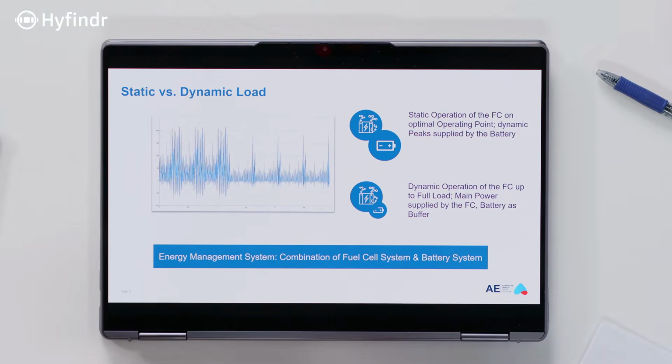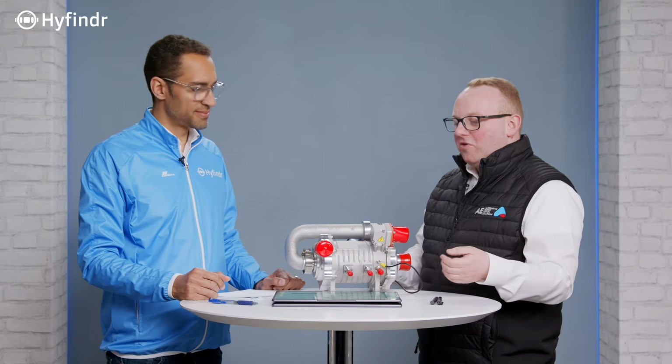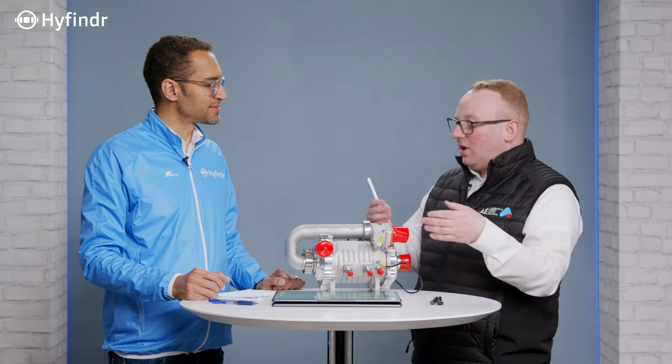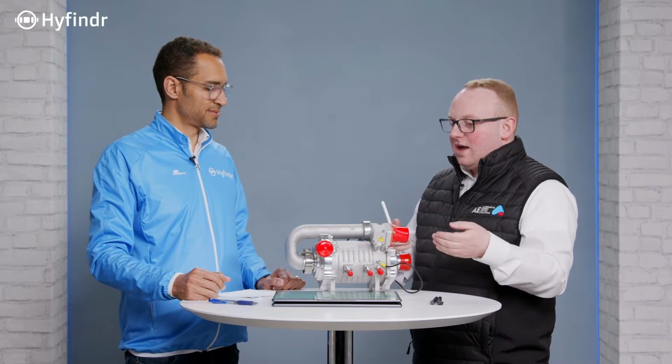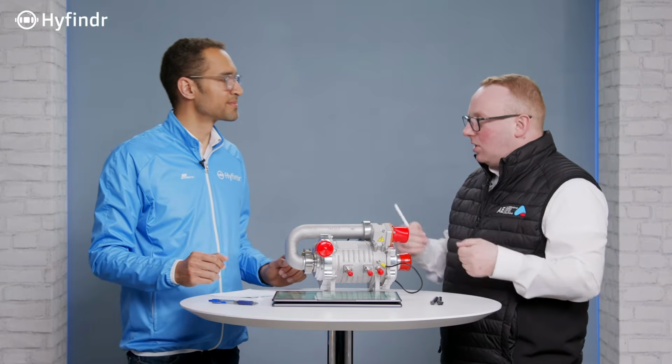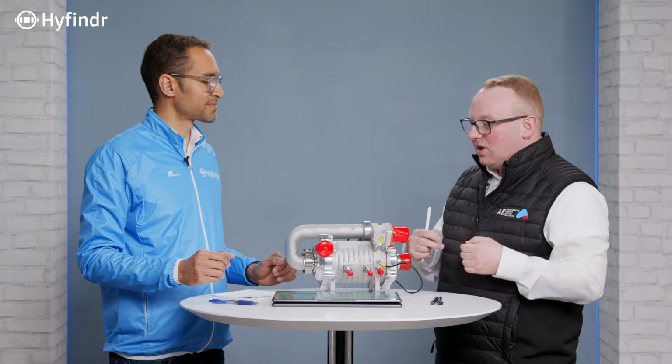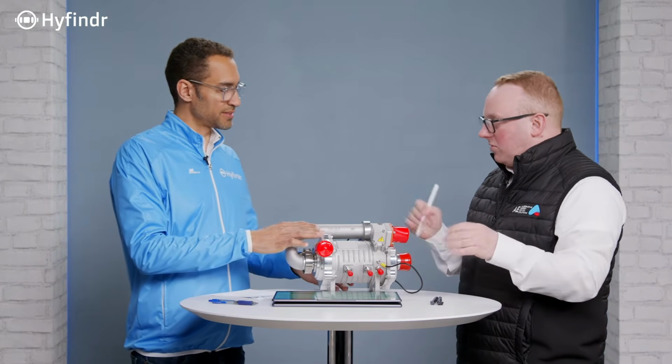At first, there's always the question, what is the power demand? So how much power should be generated by the fuel cell system and provided to, for example, when we're talking about a vehicle application, the drivetrain of the vehicle, or if we're talking about a stationary application. Can I take this away? Yeah, for sure.